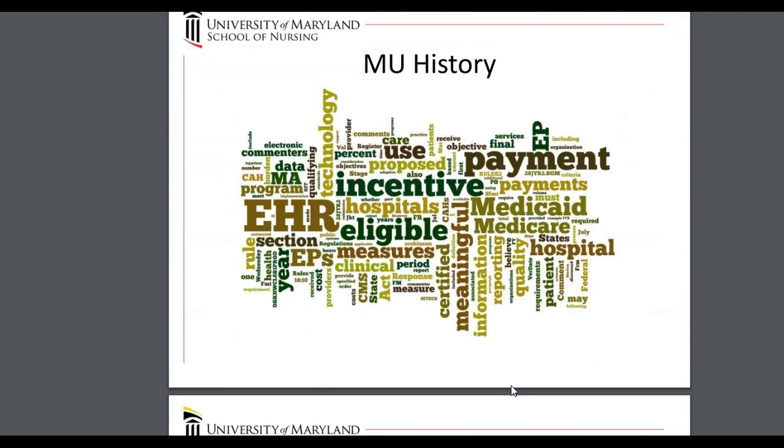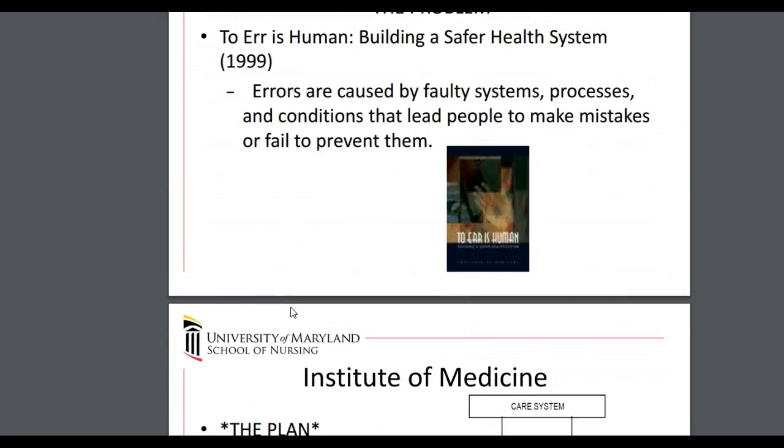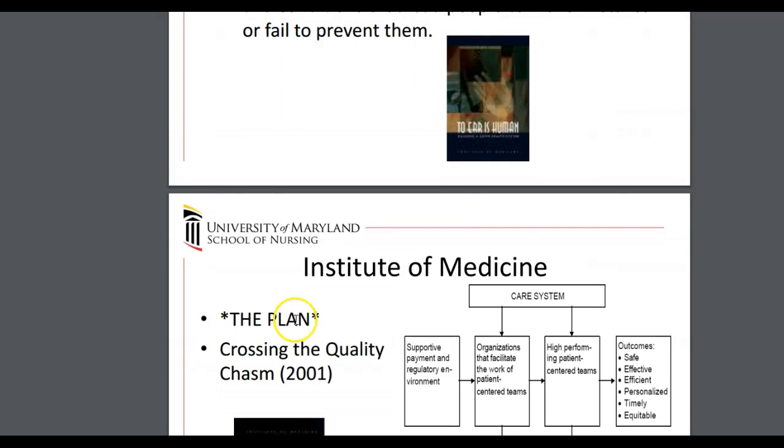All right, meaningful use history. So the Institute of Medicine. So here's the problem. To Err Is Human: Building a Safer Health System. You might be like, no, don't make me read this again. We just talked about this in quality and safety. But guess what? To Err Is Human was a really important book that came out, and it made us all realize that we are a broken system because it is run by humans, and we need to look at our processes and conditions that lead to make mistakes or fail to prevent them so that we can prevent mistakes, right?